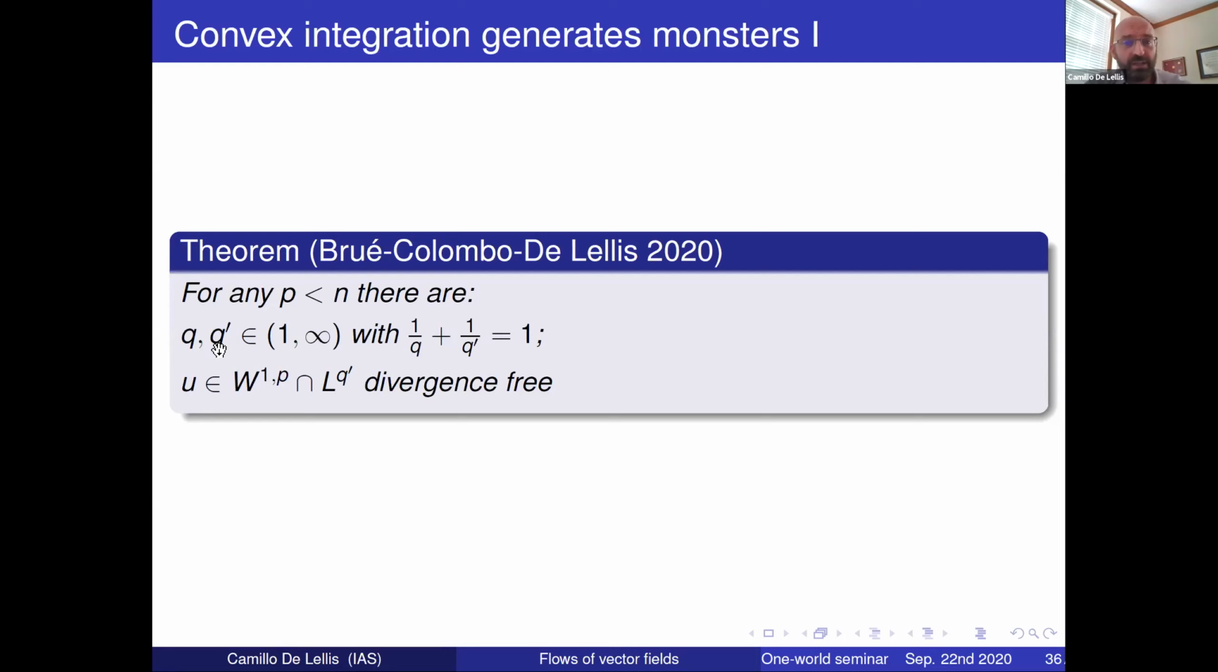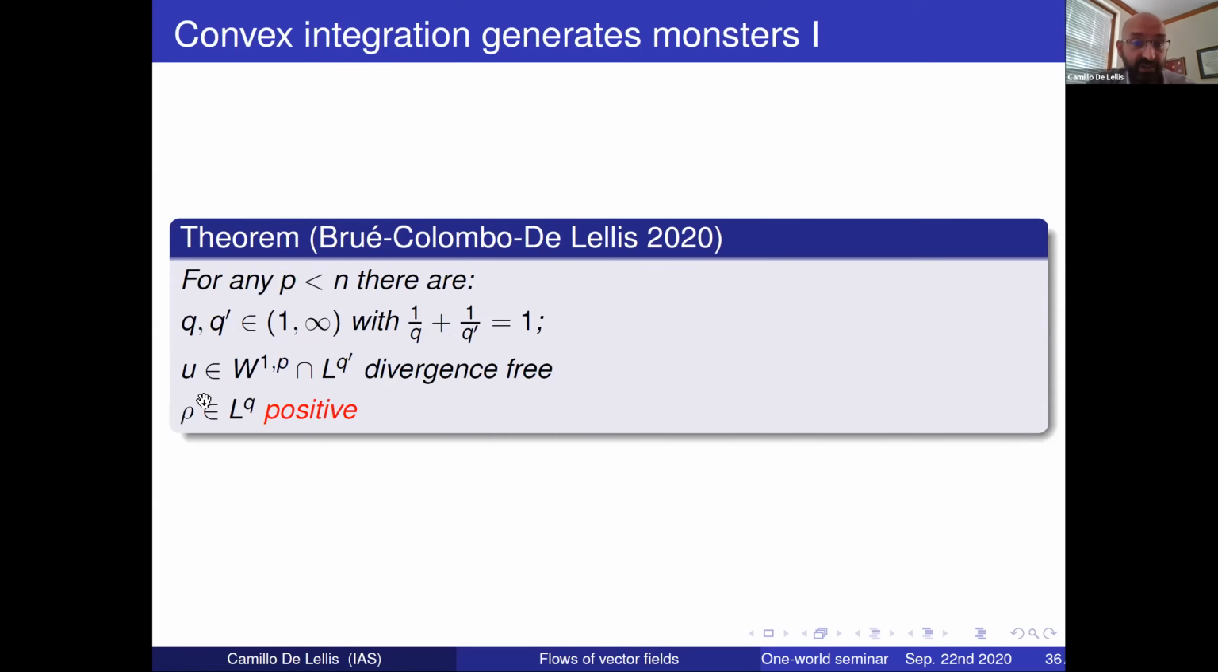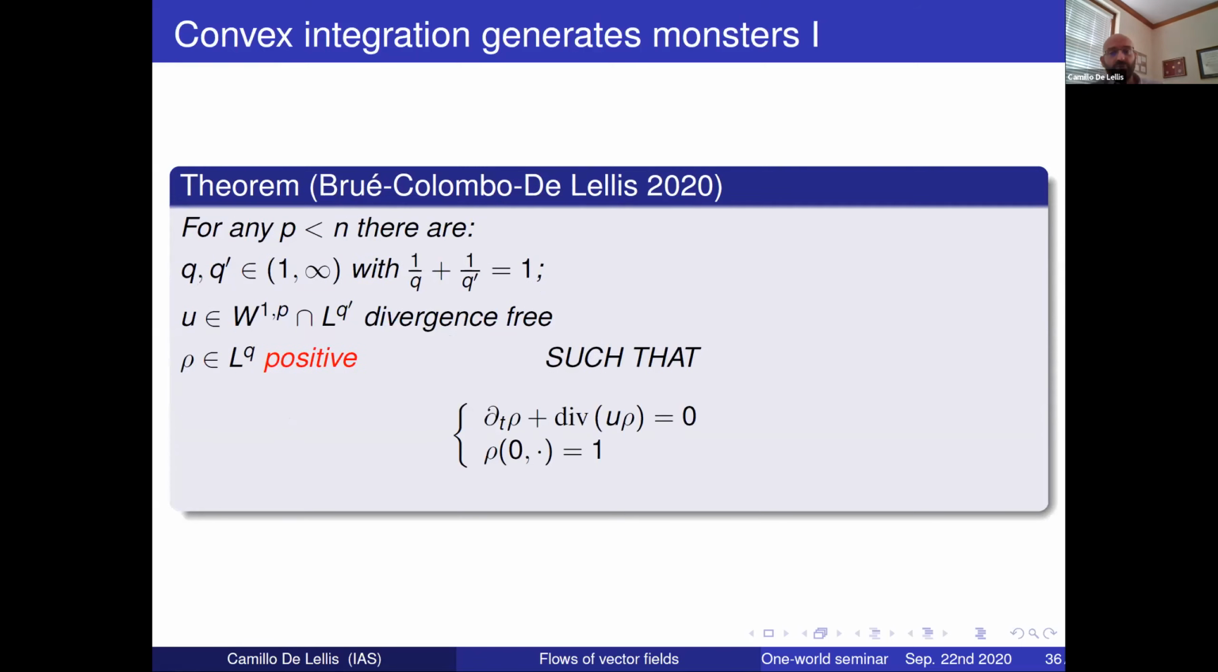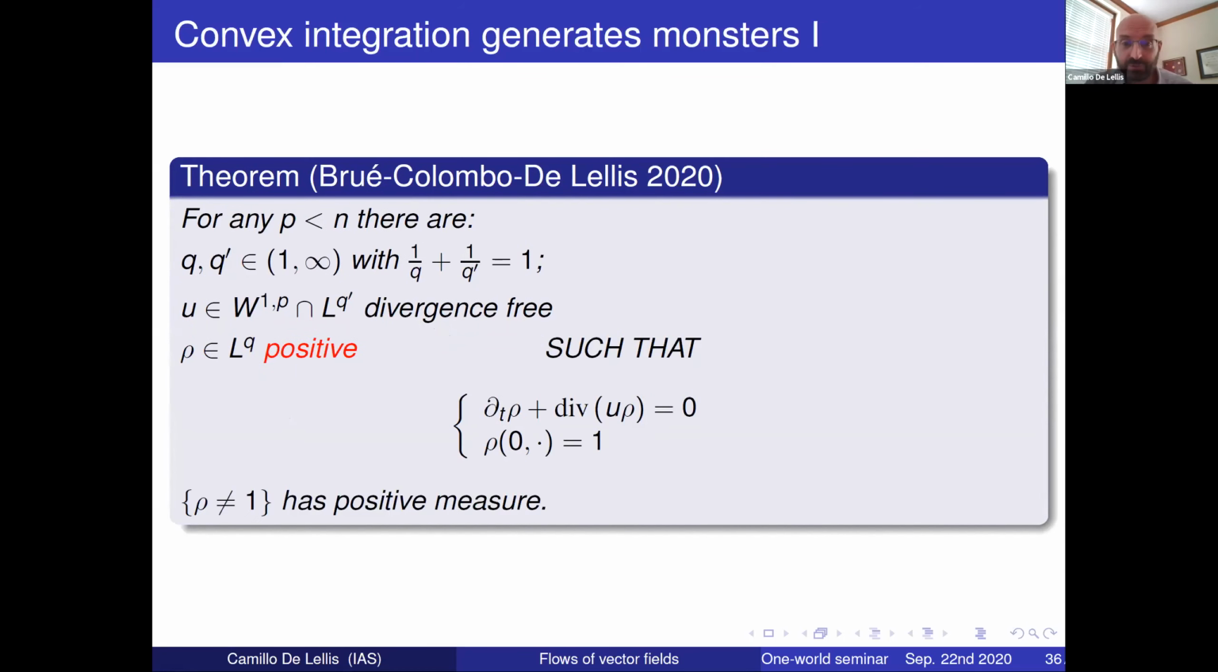there are actually vector fields U which are W^{1,p}, and in some L^{q'}, which are divergence free. There is a rho, which is in the duality exponent L^q, which is positive. And what is going to happen is that this rho actually solves the continuity equation with initial time equal to 1. And on the other hand, rho is actually not identically equal to 1.